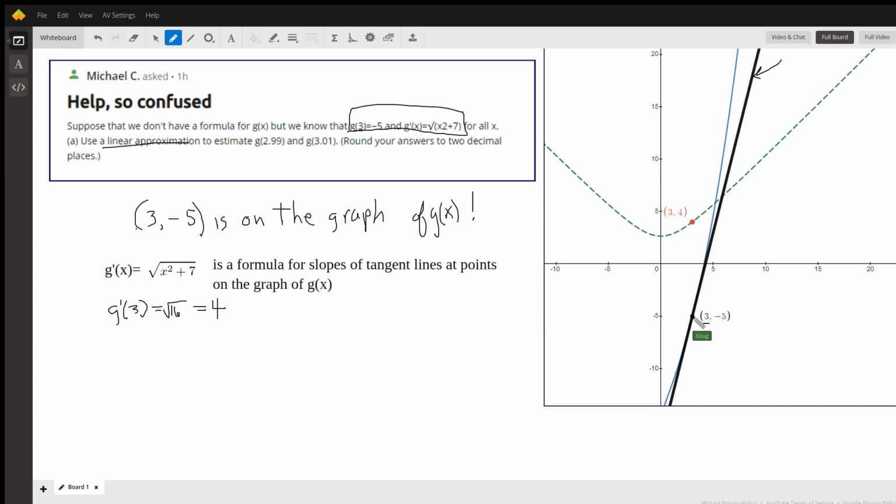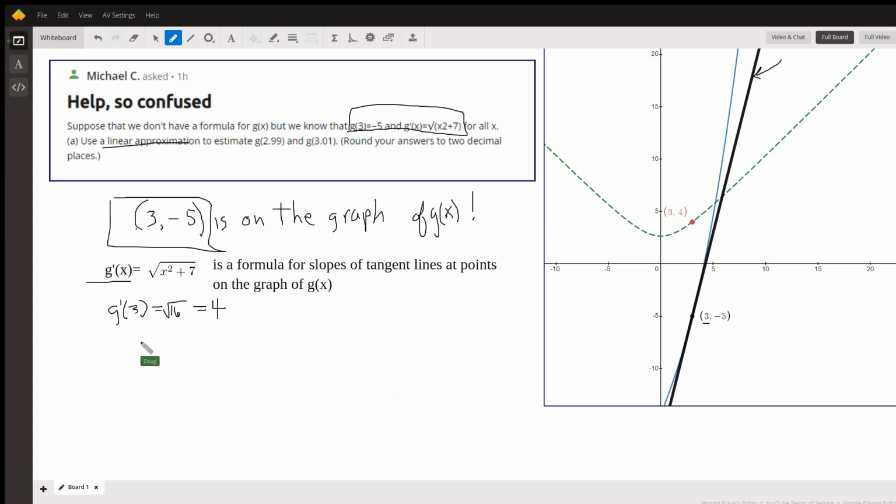Well, first of all, you have to know that G prime is a formula for slopes of tangent lines. So even if you don't know what this blue graph looks like, you can find the slope of that line. Put 3 in for x, or evaluate G prime of 3, and the slope of that black line is 4. And now we know the slope of that line, and we know a point that it passes through, (3, -5). That's the point of tangency. So how can we write the equation of that black line?